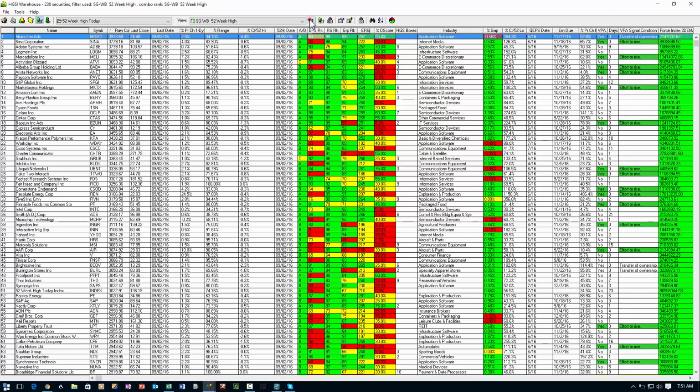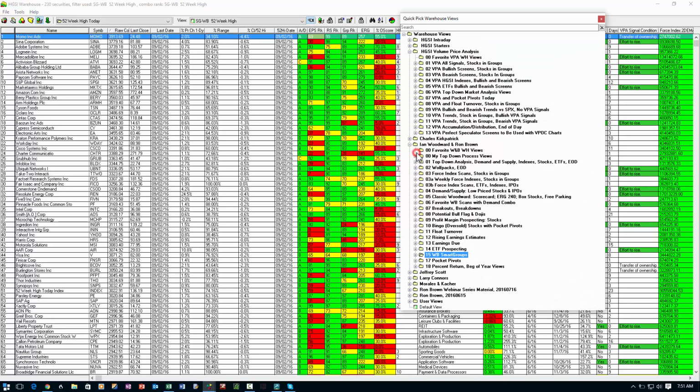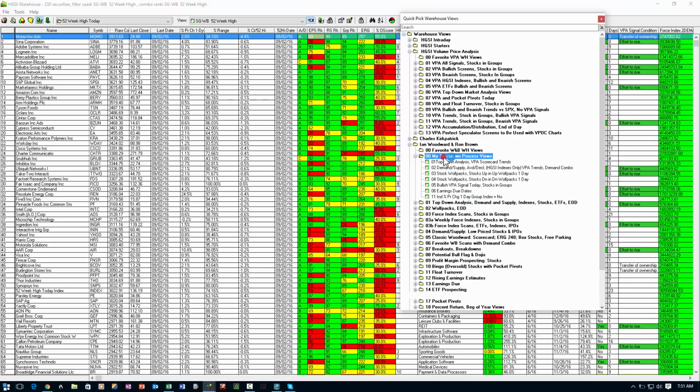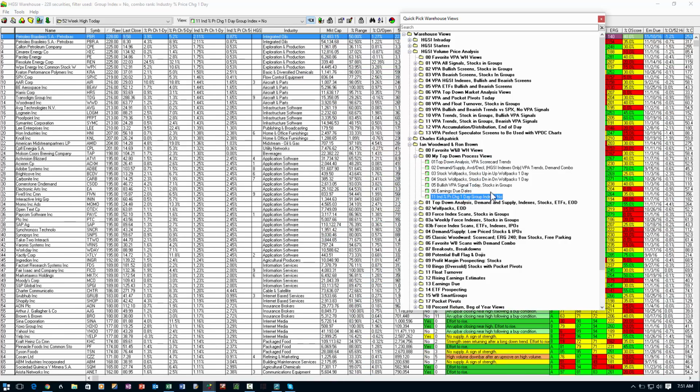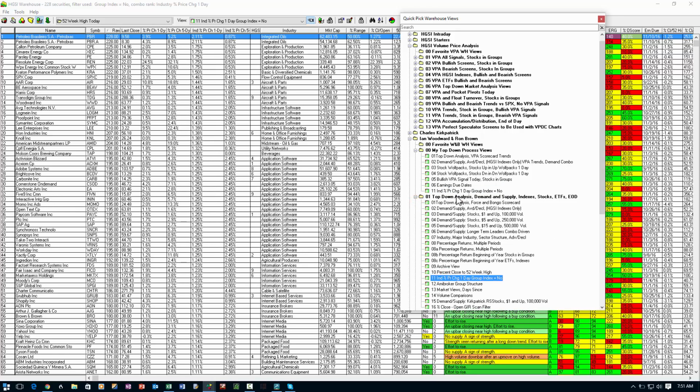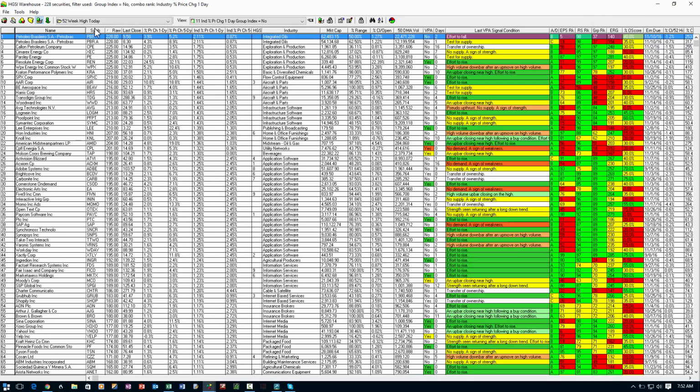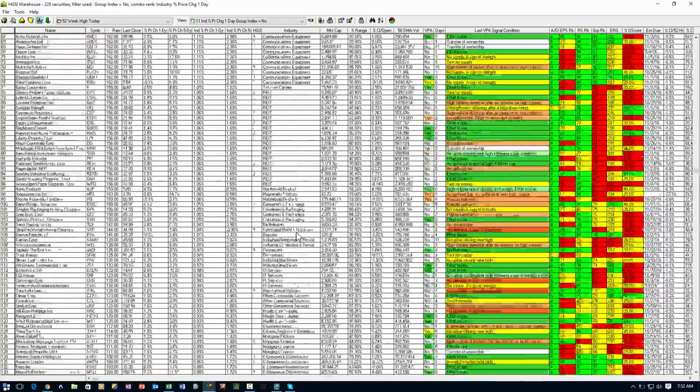Now I'll just stay in the W&B groups because you all have these files. Go down to my top-down process views and click on number 11, or it's also down here in the top-down analysis. So what I'm looking at here, sorted on raw combo, I am sorting on these groups according to the industry percentage price change one day, and you can see that all of the groups are lined up. So these are stocks in groups that are hitting 52-week highs today.